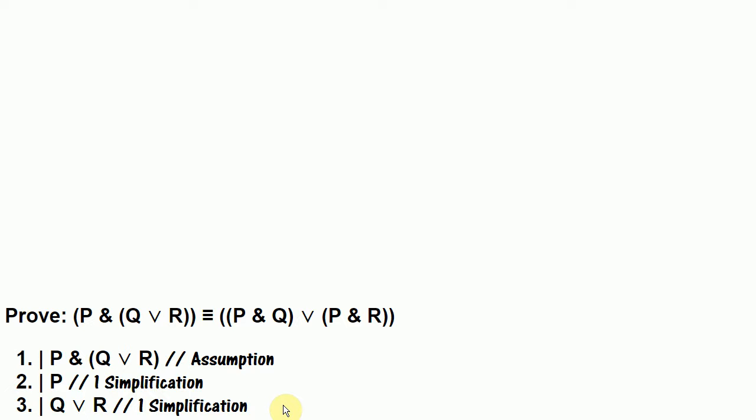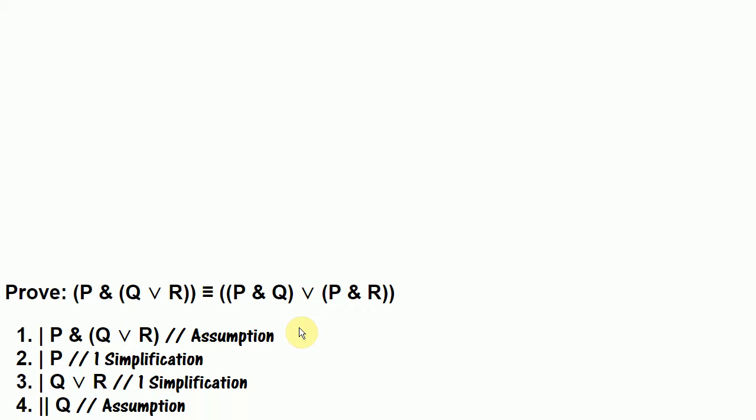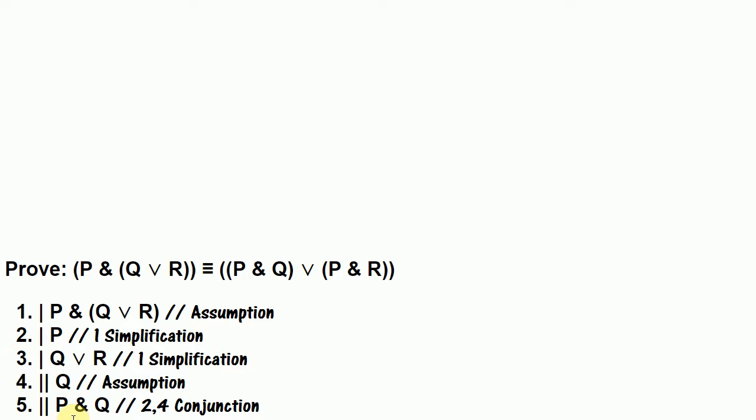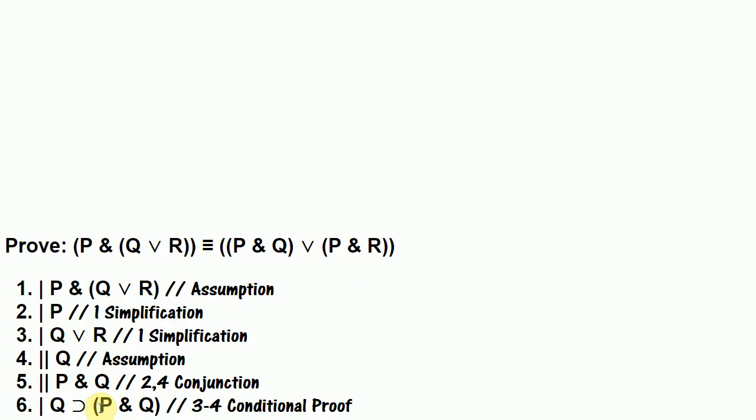Now, we want to get the two conditionals. We want to get if Q, then P and Q, and we want to get if R, then P and R. And once we have those, we can use a constructive dilemma to get this disjunction. So let's begin by assuming Q. And now we just use conjunction and we get P and Q on line 5. And we can close off this conditional proof when we get if Q, then P and Q by conditional proof. And that is one of the two conditionals that we need to use a constructive dilemma to get this conclusion.